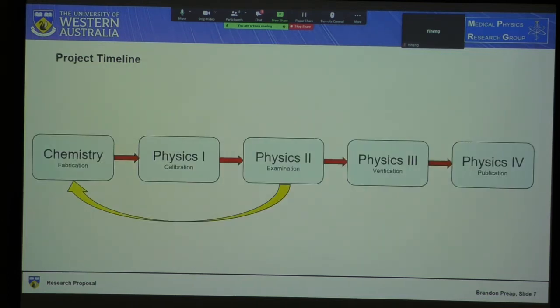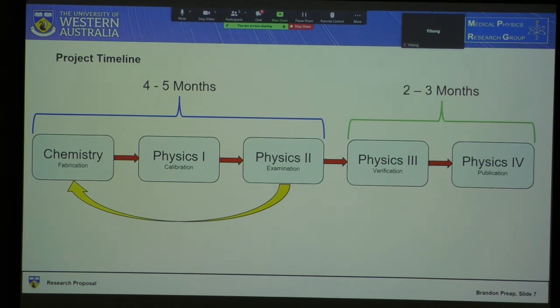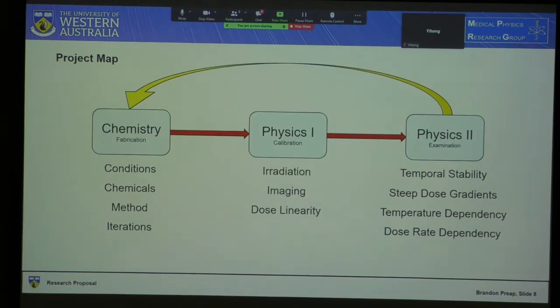So here's the project timeline. It's basically split up into 5 sections: the fabrication, the calibration, the examination, the verification, and then the publication that comes at the end. I'll go into these in a little more detail. The first 3 stages will take the longest. That's me making the gel, testing it out and calibrating it. The last 2 bits will take about 2 to 3 months, which is comparing to a TPS system and then finishing it off. So here's just another breakdown.